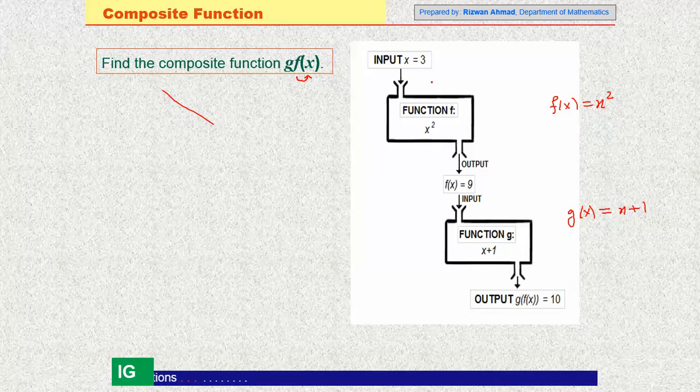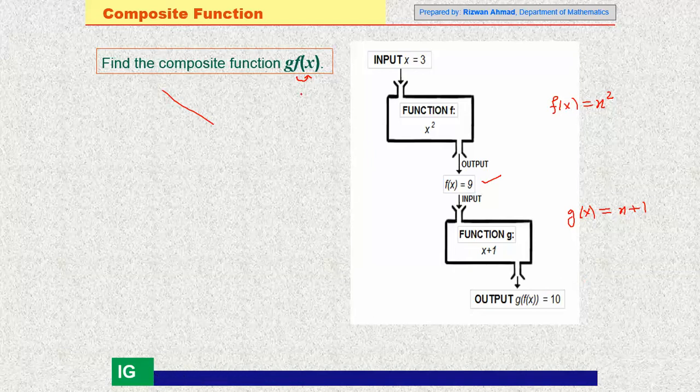So let's say that we take an input 3 to the function f first. It will convert it to 9, because 3 square is 9. Now the input is 9, and x plus 1 will make it 9 plus 1, so it will make it 10. So overall, in this composite function g of f of x, it changes 3 to 10.